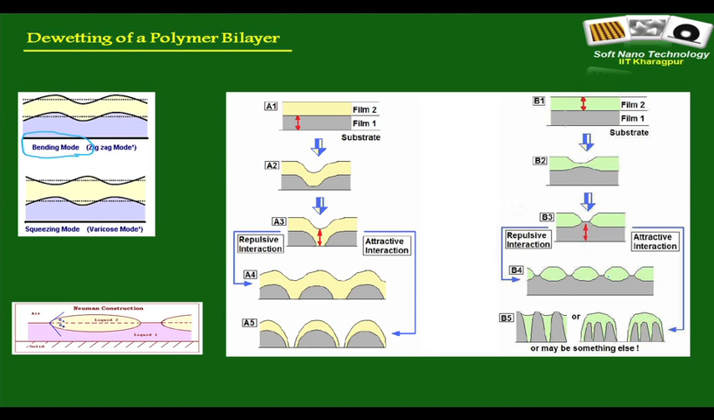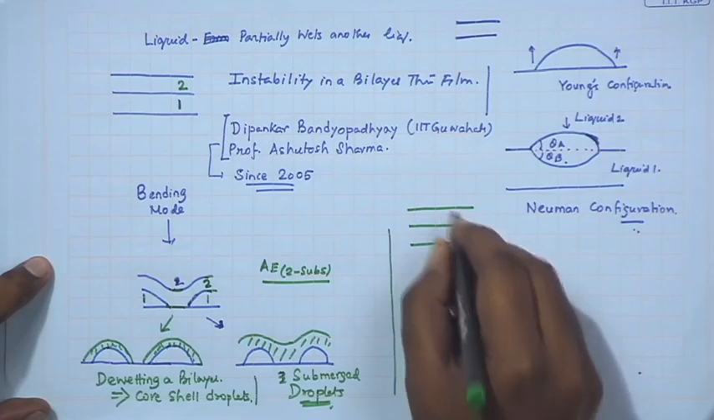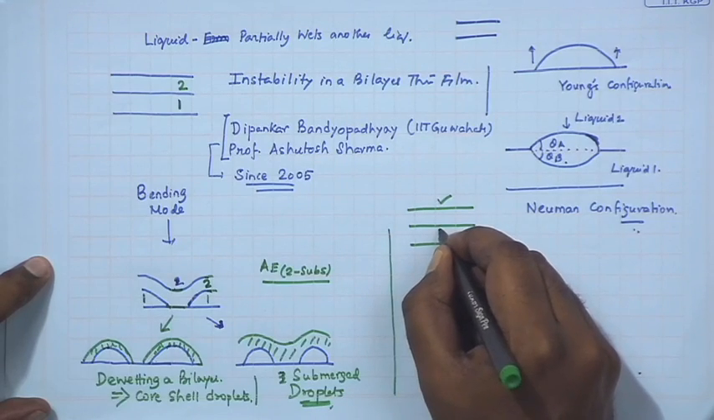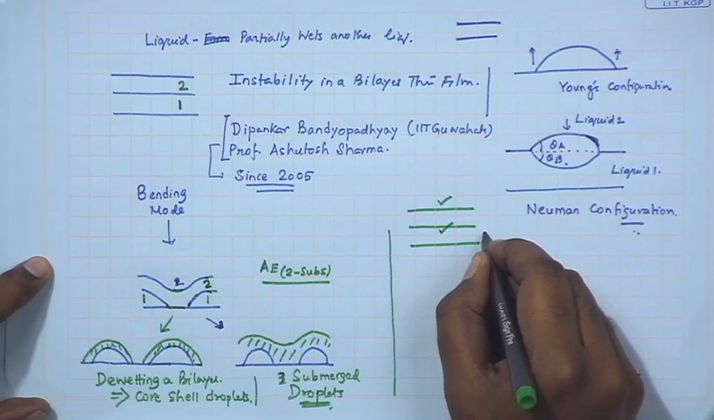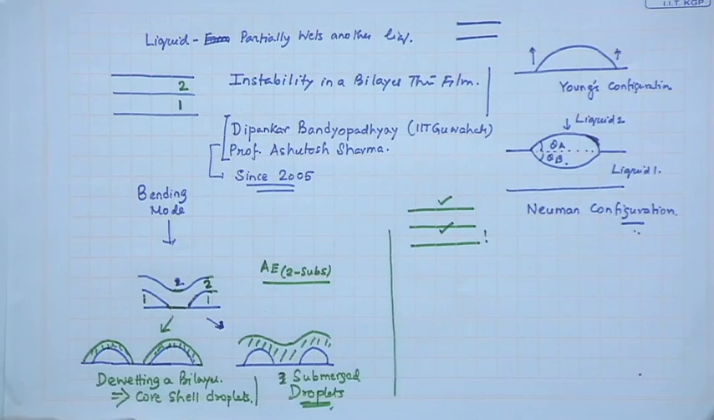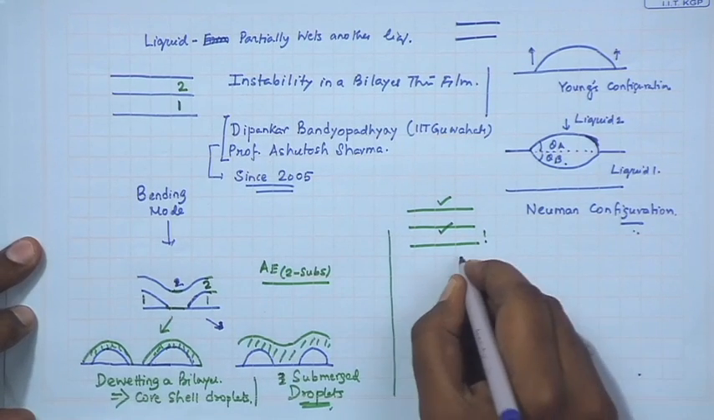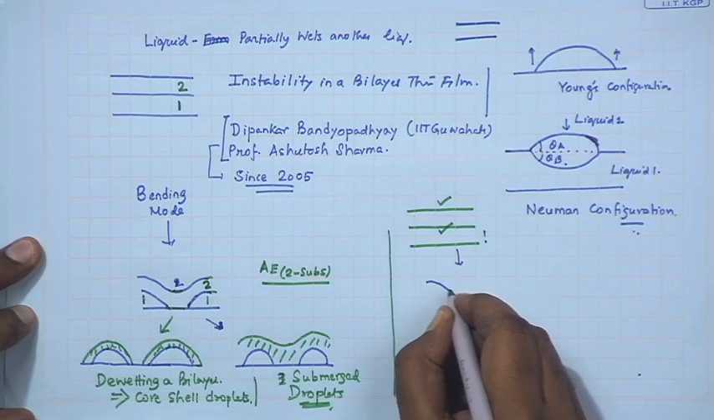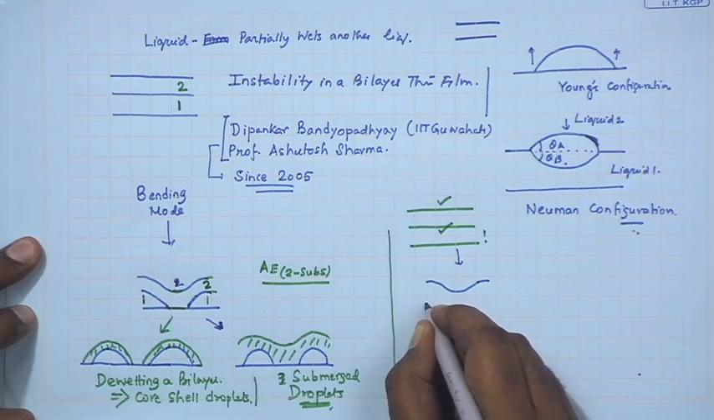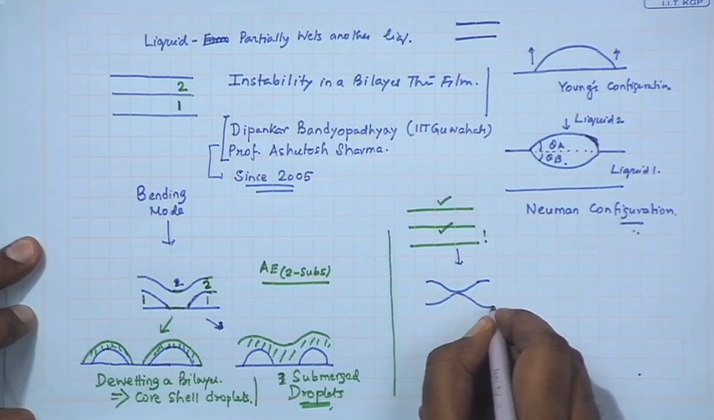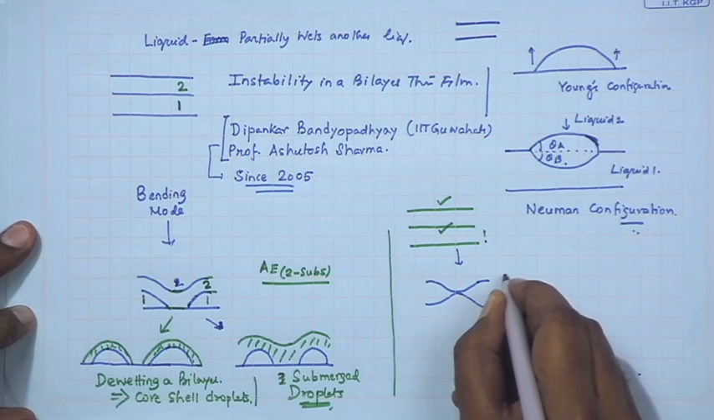But before that, let us look into the other possibility that can happen with a bilayer, and the other possibility is that the interaction between this surface and this interface is stronger than this one, and in that case what will happen, the evolution will be like this. This is what is known as the squeezing mode.